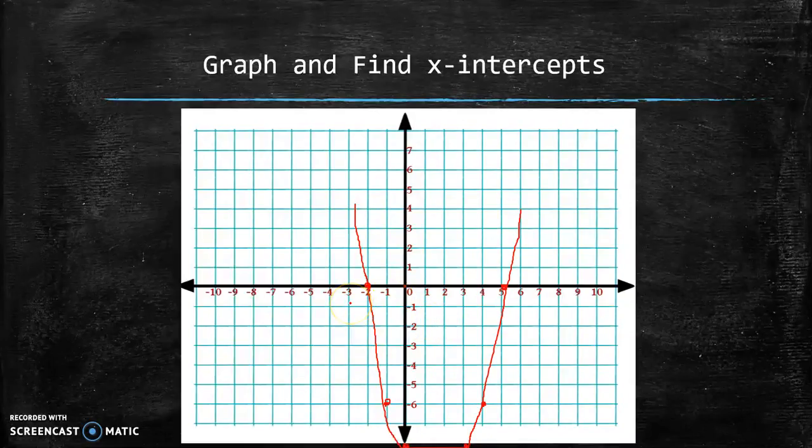The areas where it crosses the x-axis are what we want. Here we have our x-axis, which goes side to side horizontally, and we have our y-axis, which goes up and down vertically. We're going to look at the x-axis and see where it crosses. So we see it crosses here and it crosses here. So these are the points negative 2, 0, and 5, 0.